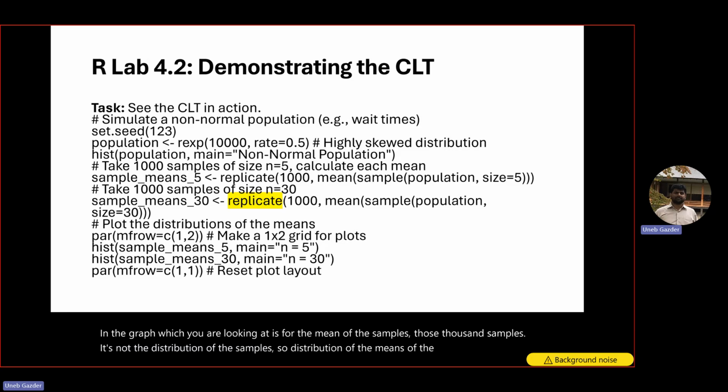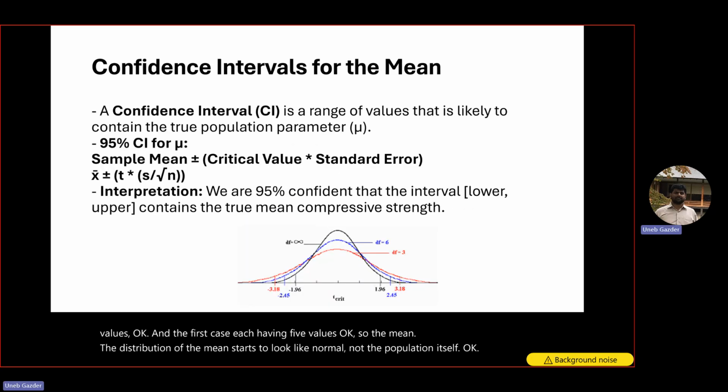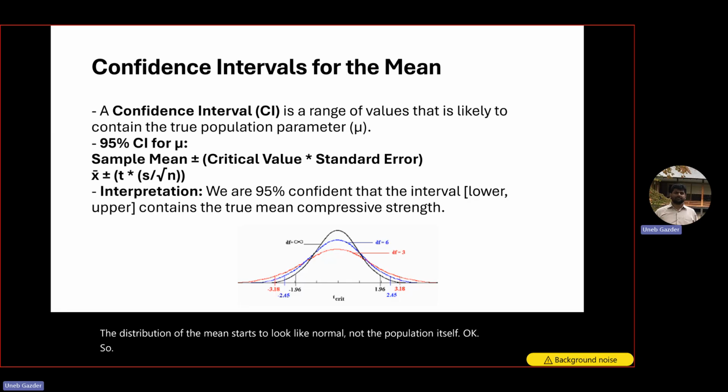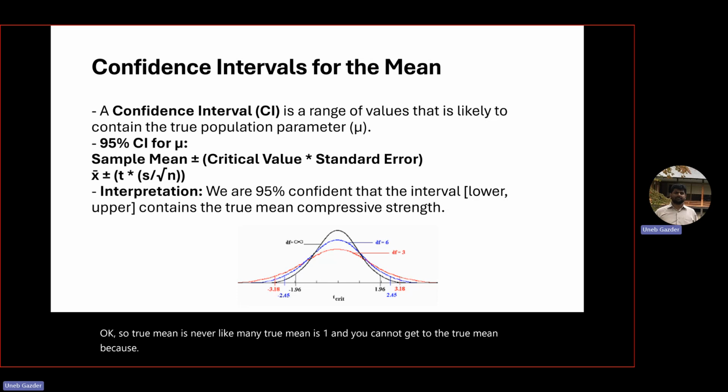How many samples have you taken? 1,000. And each having how many values? 30 values. And in the first case, each having 5 values. So the distribution of the mean starts to look like normal, not the population itself. The true mean is the name given to the mean of the population, the one single value. True mean is never many; it is one value. And you cannot get to the true mean because you don't calculate the population.